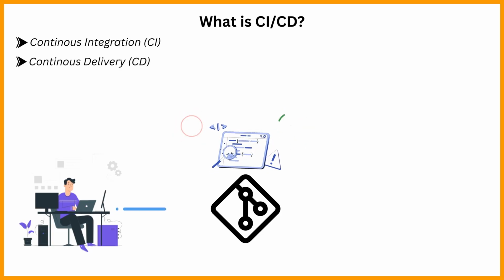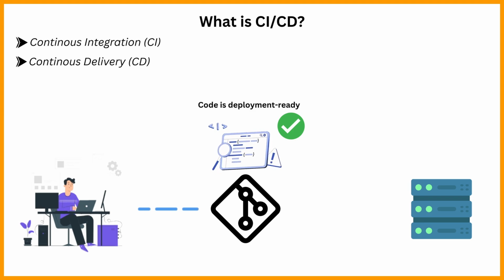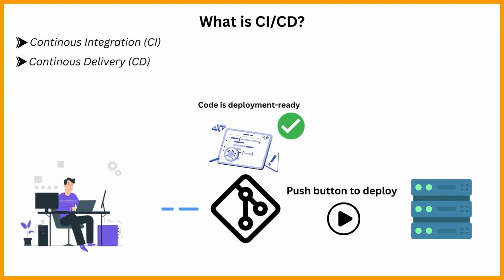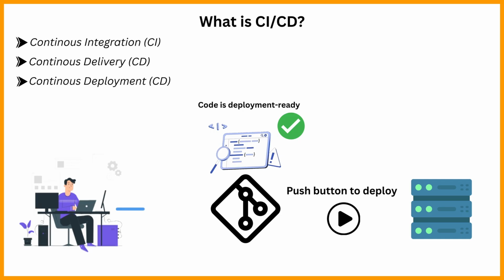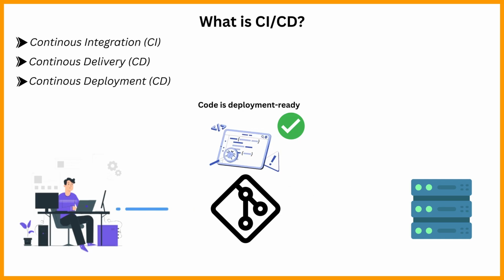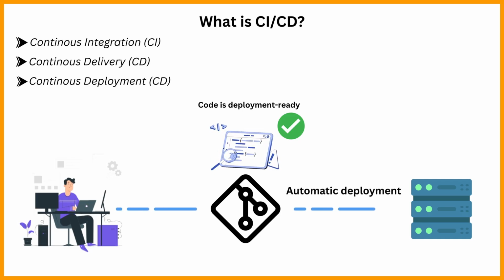Continuous delivery (CD) means that once the code passes all tests, it's in a state where it could be deployed at any time to a production or staging environment. The deployment step may still require manual approval before release, but the code is always ready to go live. Now, continuous deployment takes things one step further. Every change that passes all tests is automatically deployed straight to production with no manual intervention. This ensures users get new features and fixes as soon as they are ready.